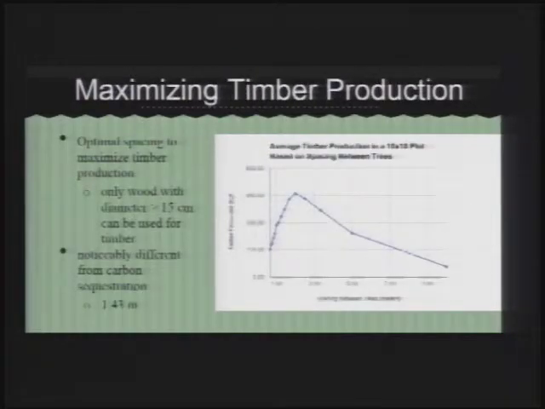Another application we did is maximizing timber production, which is basically the same experiment that I just talked about, except the only difference is that we only measured the amount of wood that had a diameter of greater than 15 centimeters or that was usable for timber. And it's interesting to note that the optimal spacing was actually different in this case than the carbon sequestration. It was 1.43 meters in this case.